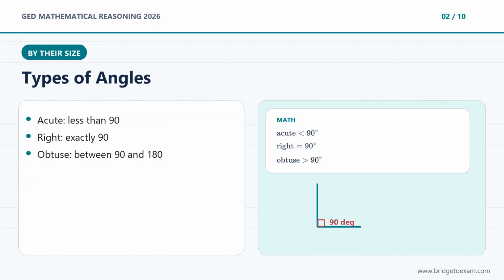Angles are named by their size. An acute angle is less than 90 degrees. A right angle is exactly 90 degrees, and we mark it with a small square. An obtuse angle is between 90 and 180, and a straight angle is exactly 180 degrees, a straight line.